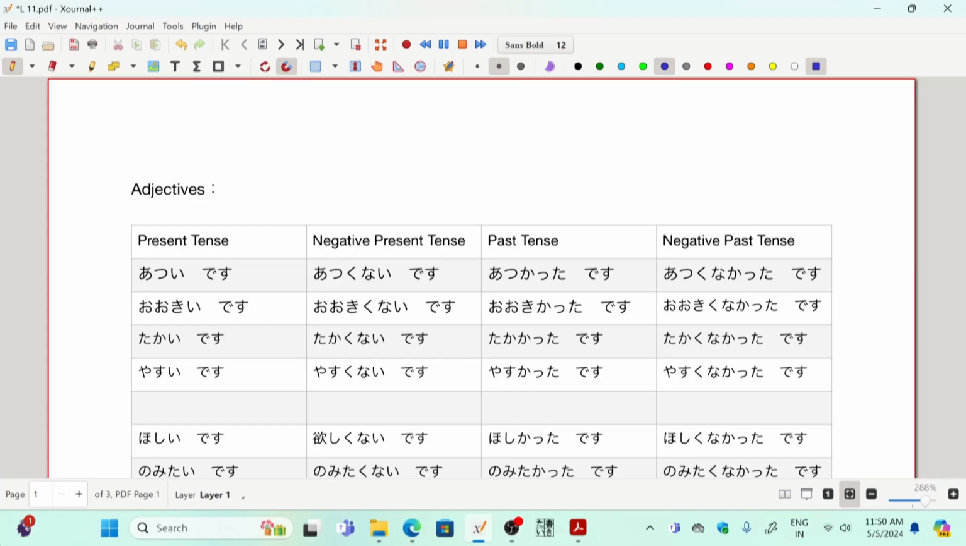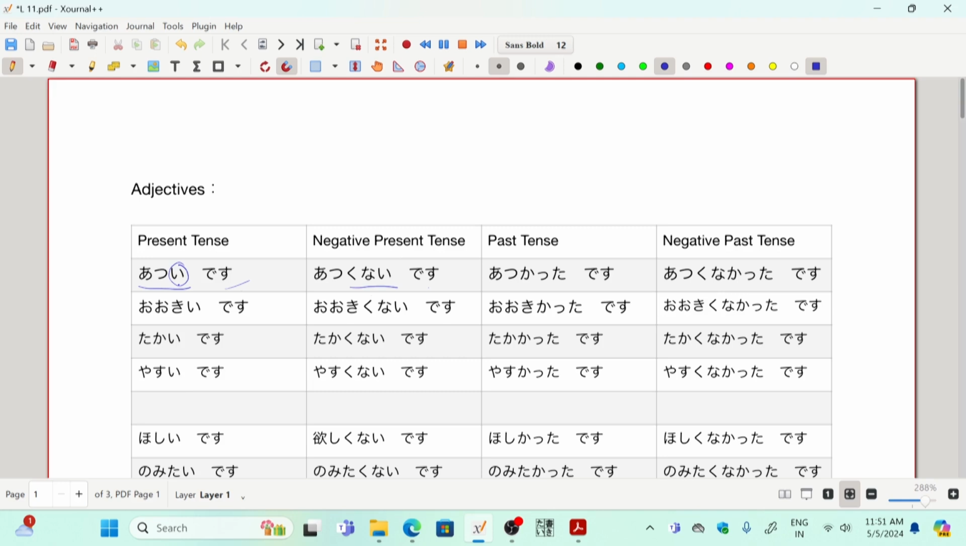Hello everyone. Let's revise adjectives with negative and past tense. So E-type adjective we'll start with. When it is atsui, it is ending with E and it is an E-type adjective then. The present tense it will be used like atsui desu, which we have done. And negative will just cut E and add kunai. So atsui desu will become atsukunai desu.